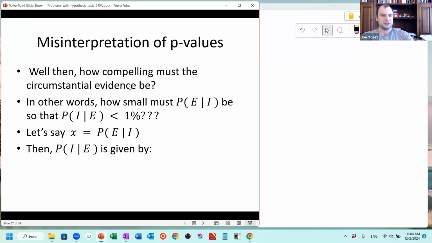Okay, so we might ask the question: certainly with more circumstantial evidence, certainly with a lower p-value, the Bayesian will also be more convinced that the person is guilty. How unlikely does the circumstantial evidence have to be? In other words, how small must the p-value be to convince the Bayesian that the probability the person is innocent is less than 1%, or the probability they're guilty is more than 99%?